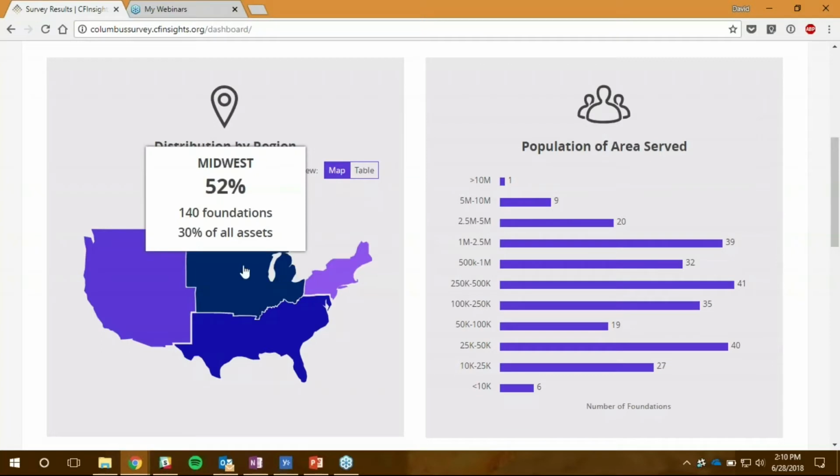So here's a little heat map of where our community foundation responses are coming from. If you hover over any one of these regions, you can see some stats there, the percentage of assets that are being represented from that region. I do want to point out very quickly that there's really strong representation among community foundations out of the Midwest.